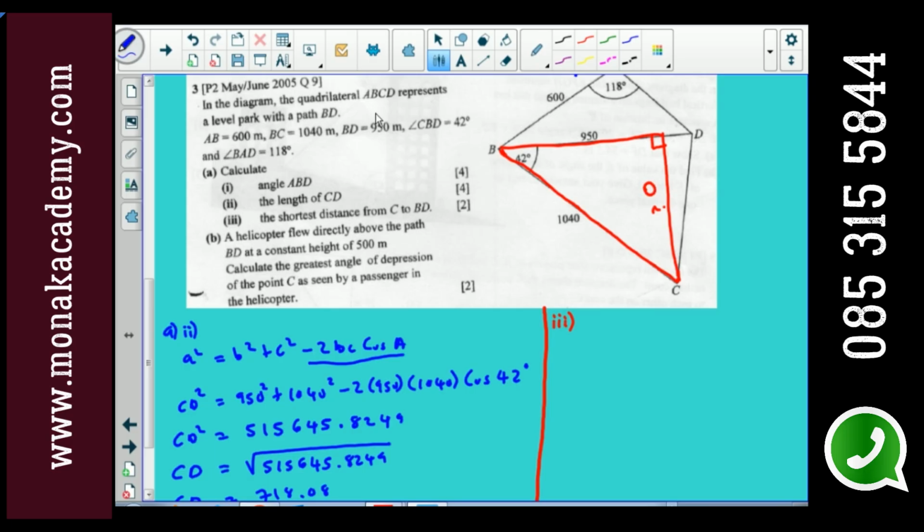Next, what other line do we have, which is BC, considering that triangle? Is it the hypotenuse or the adjacent? It is the hypotenuse, because it's opposite to the 90 degrees. So H. So we want our O, and we also have an H.